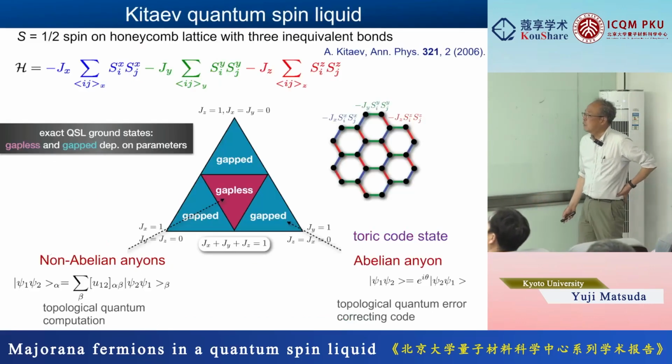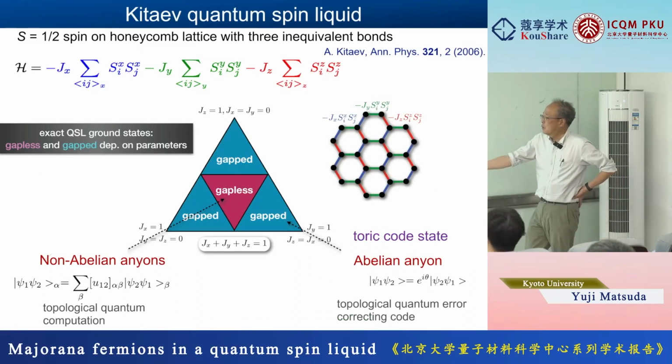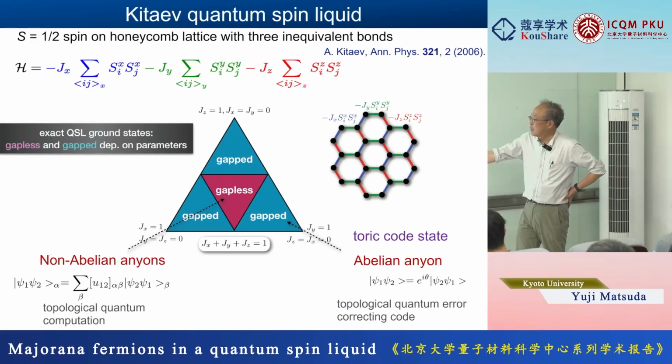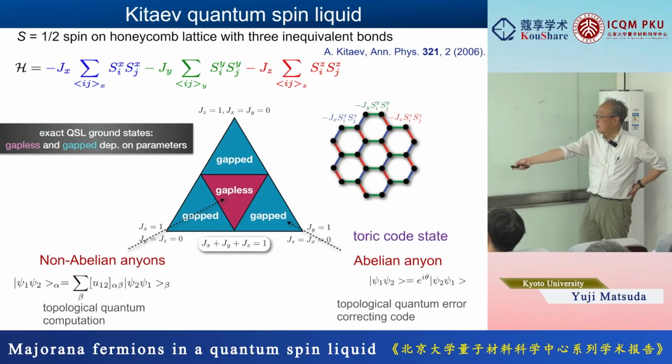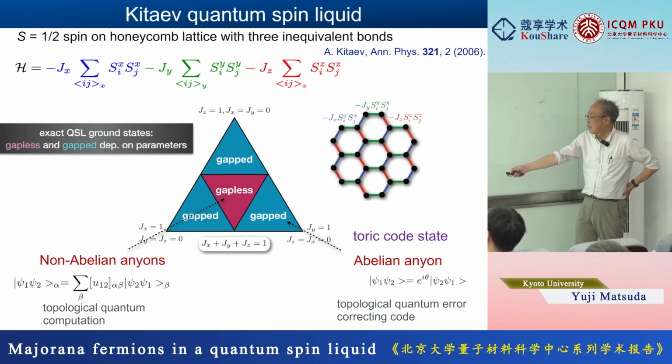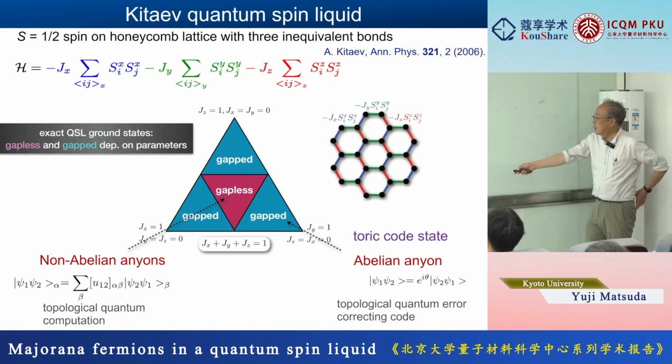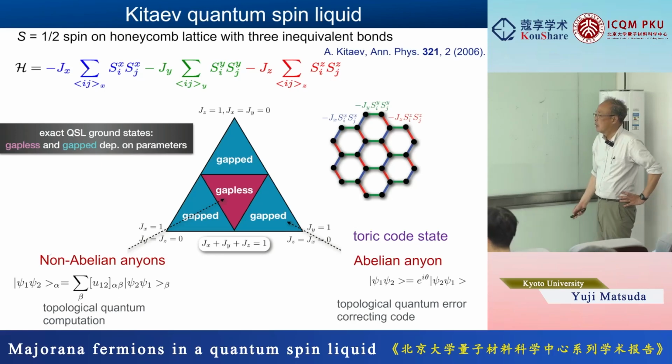The Kitaev quantum spin liquid has two ground states, gapless and gapped, depending on the parameter. Both of them have an exactly solvable quantum spin liquid ground state. When this J is very anisotropic, the gapped spin liquid which has abelian anyons appears.